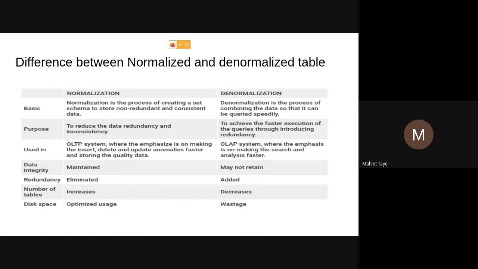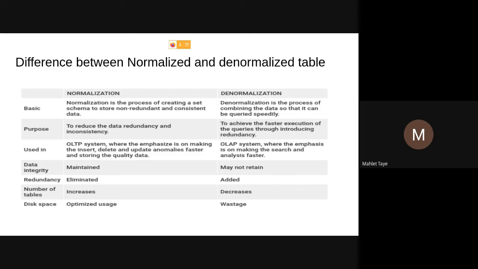From the normalization process, you can have redundant data as well as dependent data on each other, and this will help you to query speedily. So that's the main difference between them. The purpose of normalization is to reduce the redundancy and inconsistency between data. And for denormalization, you don't have to reduce this redundancy or inconsistency, but you will achieve faster execution time by running a query on the data.